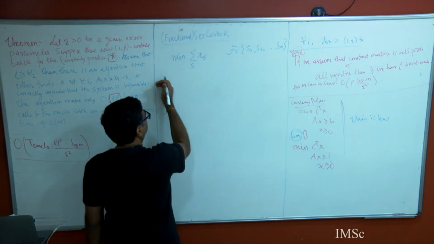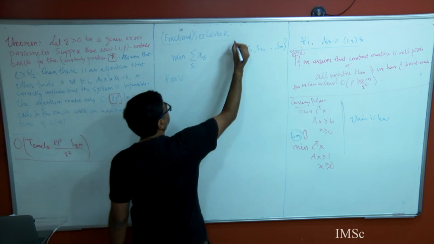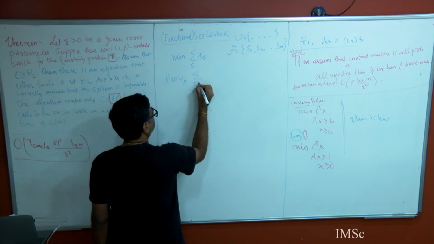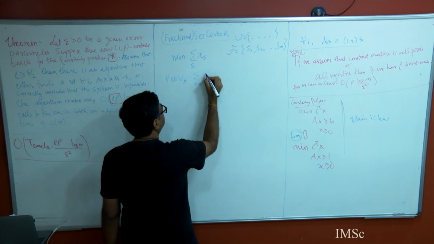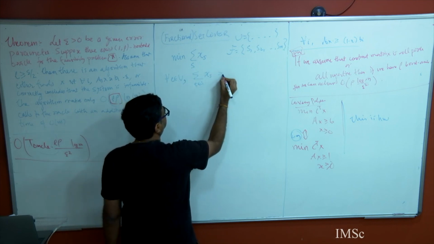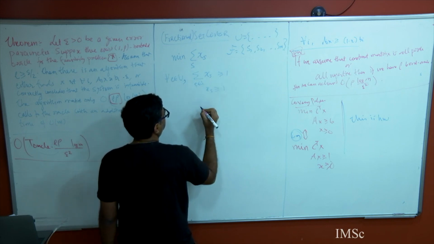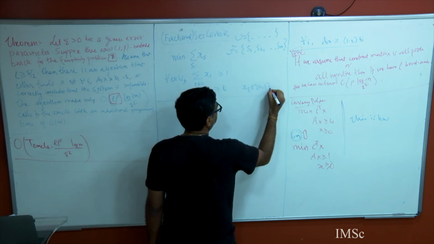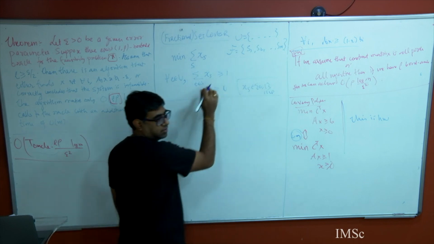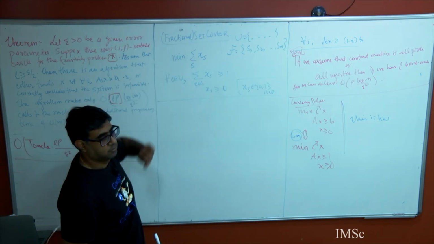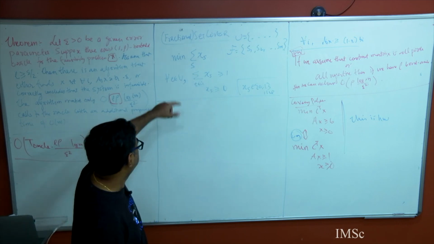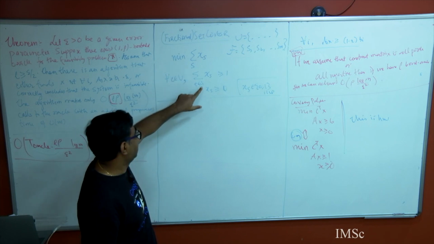And what do we have to do for every element in the universe? I have a universe, right? For all S which contains E, we have to write xs is greater than or equal to 1, and xs is greater than or equal to 0. If xs is an element of {0, 1}, then this becomes an ILP. But we are only interested in solving the fractional LP, which is close to this value. For now I have just chosen integers, like there are no weights.